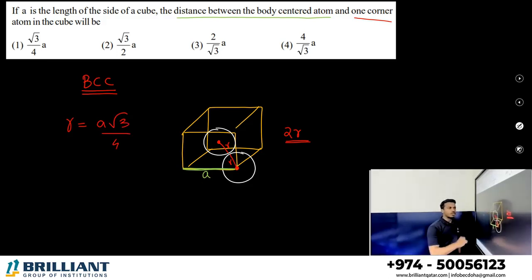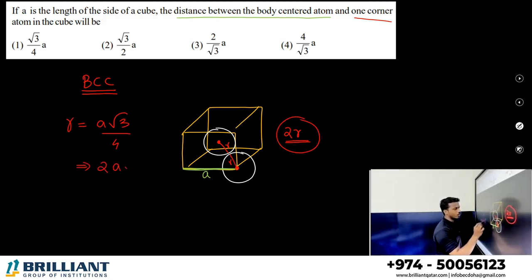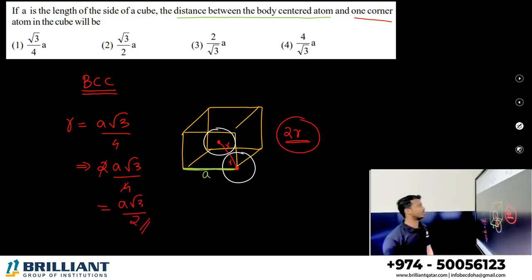One radius equal to a root 3 by 4. Here, what is the total distance? 2 radius. So what will be 2 into a root 3 by 4? So you can cut it: a root 3 by 2. Option B is the one correct answer.